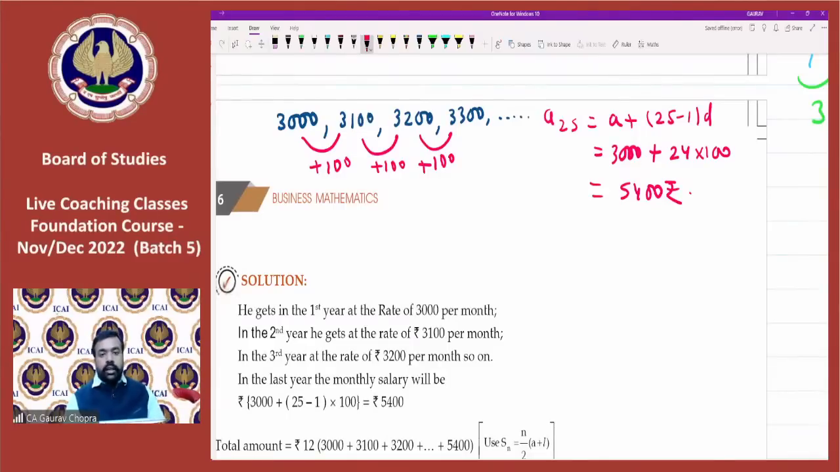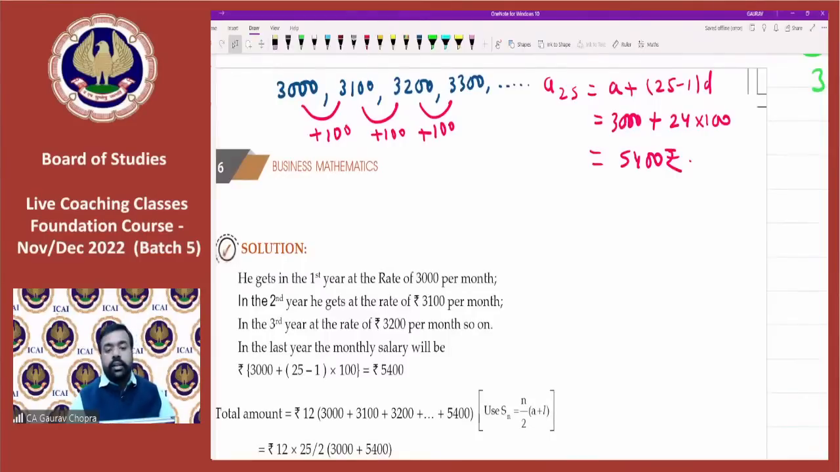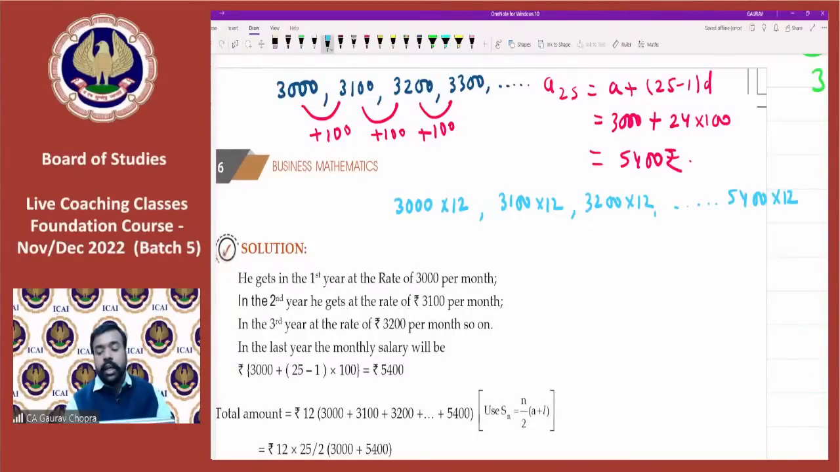5,400 rupees is the salary for the 25th year. Now we have to calculate the sum. For calculating the sum, we have to prepare the proper series, because in the first year, how much has the person received? The person is receiving 3,000 for 1 month, and for the whole year, he will receive 3,000 multiplied by 12. For the second year, 3,100 multiplied by 12. For the third year, 3,200 multiplied by 12. And for the 25th year, it will be 5,400 multiplied by 12.